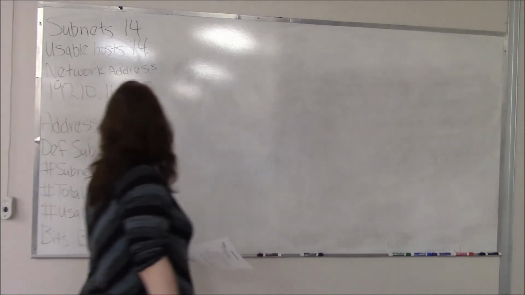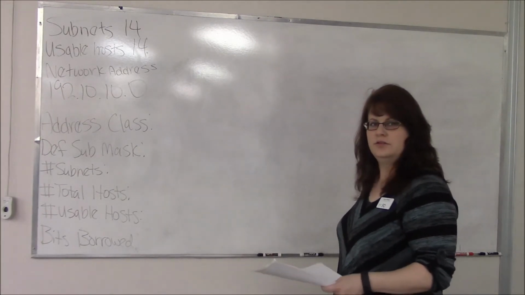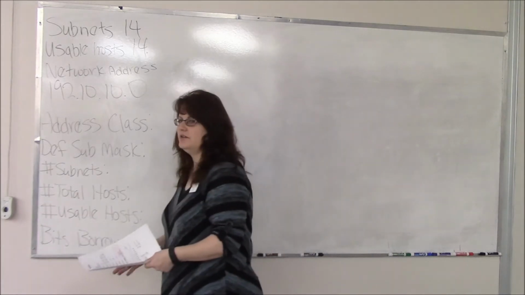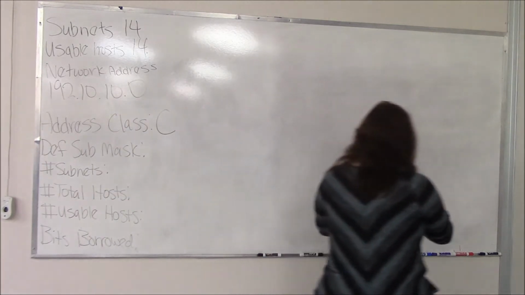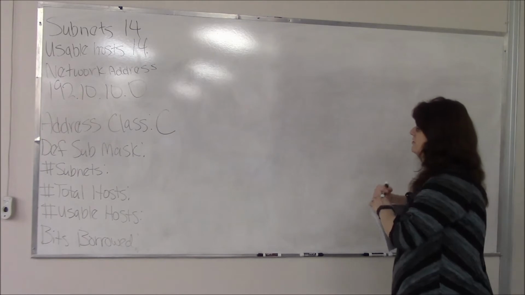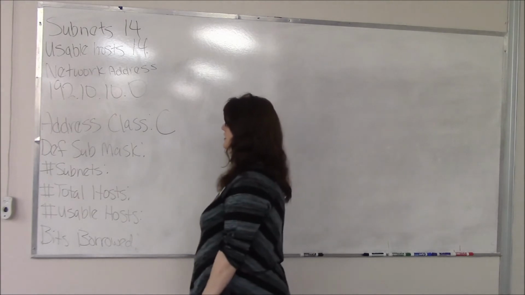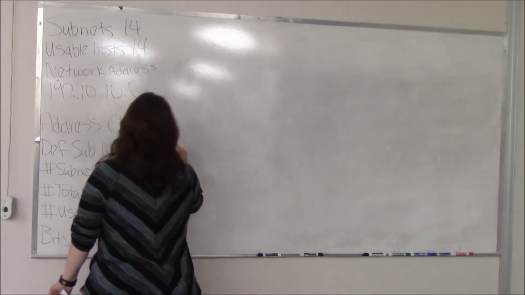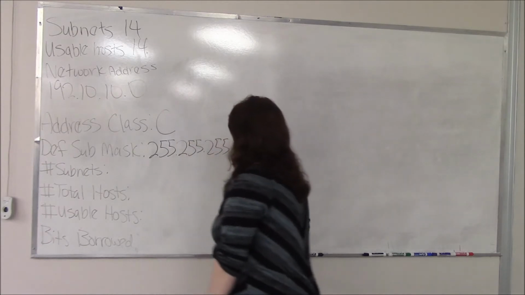Okay. What's one of those that's really easy to answer? The class. That one's pretty easy, right? What class of address is that? A C. Well, we haven't really done subnetting with anything else, so it's a pretty good bet that it's going to be a C. What's the default subnet mask of a Class C address? 255, exactly. 255, 255, 255, 0.